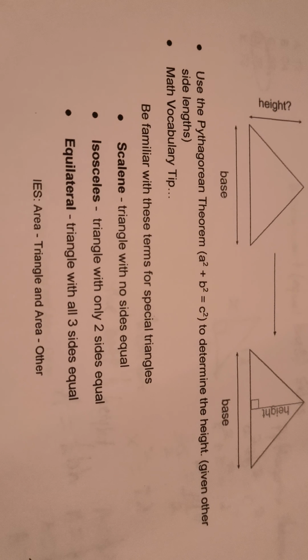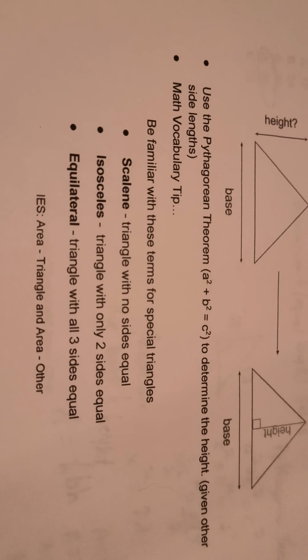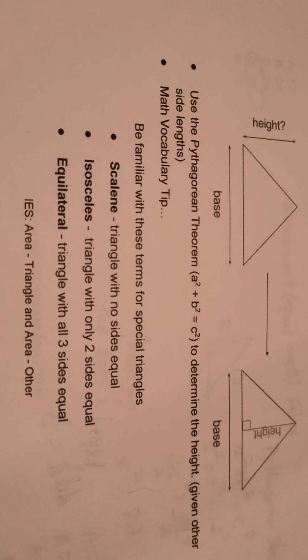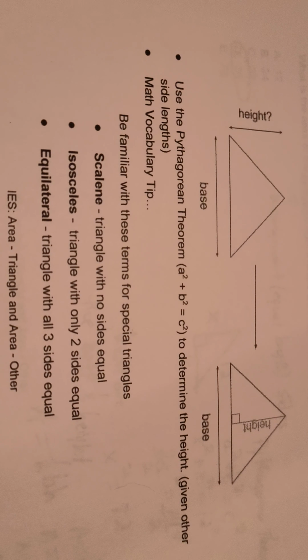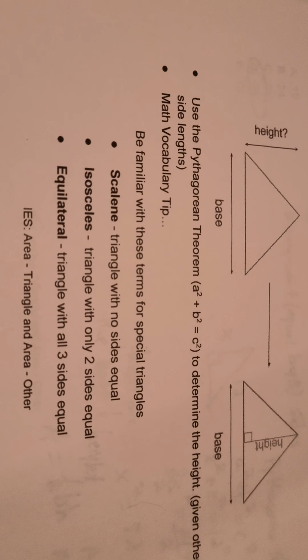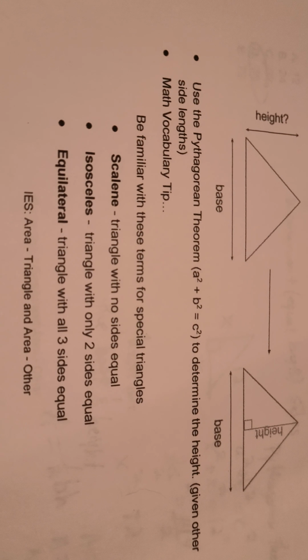So here's some triangle vocabulary. Scalene triangles have no equal sides, and we're talking about side length. Isosceles triangles have 2 equal sides, and equilateral triangles have 3 equal sides.